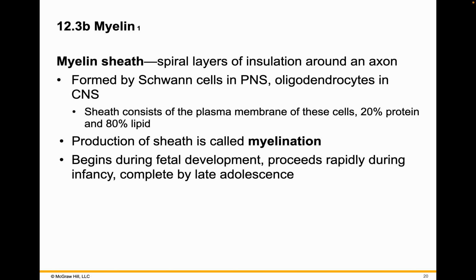The myelin sheath is a spiral layer of insulation around an axon. In the peripheral nervous system, the myelin sheath is produced by Schwann cells, while in the central nervous system, oligodendrocytes make the myelin sheath. The sheath consists of the plasma membrane of these cells, with 20% protein, 80% lipid. Production of the sheath is called myelination. It begins during fetal development, proceeds rapidly during infancy, and is completed by late adolescence, early adulthood.